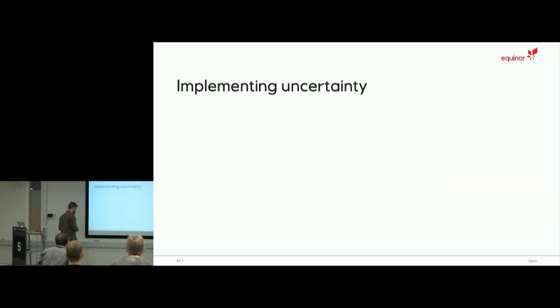Now, let's go a little bit further. We're leaving the training samples now. Let's have a look at how we can implement this for these more complex models.